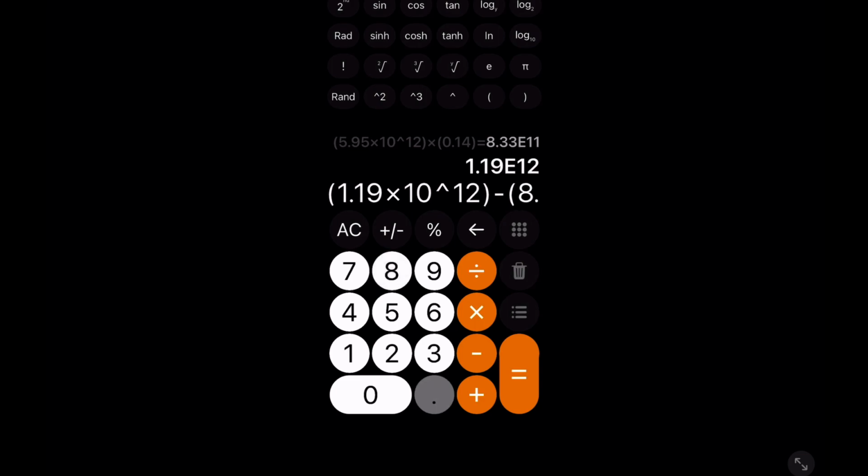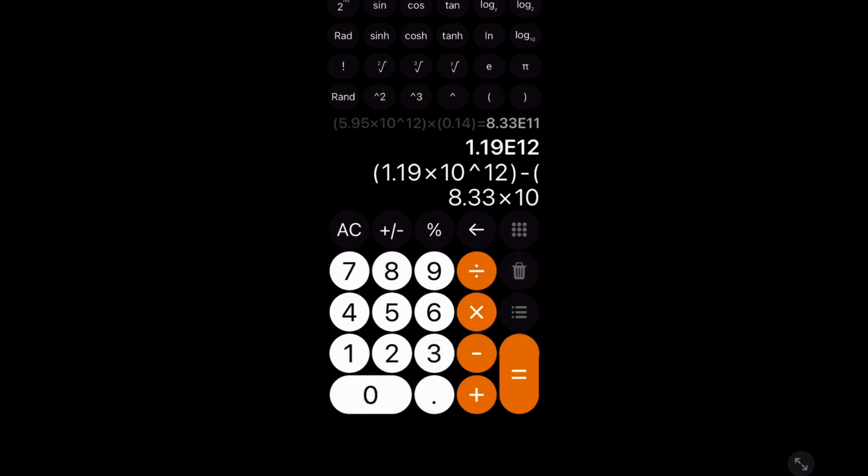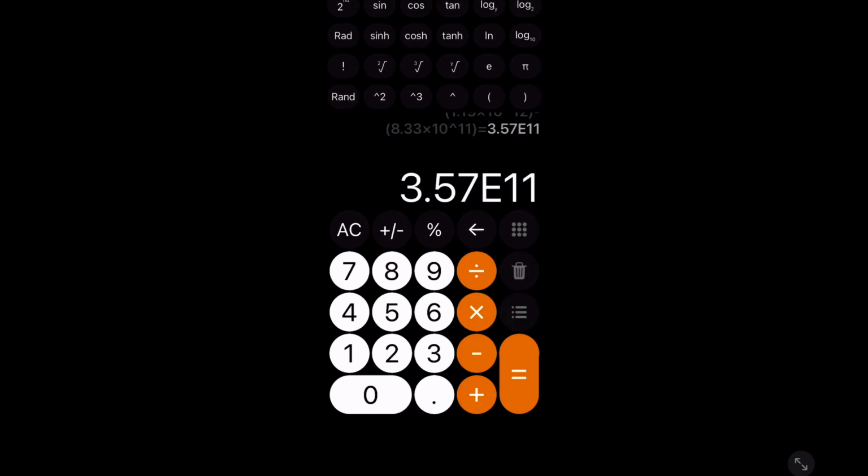Notice I'm still doing parentheses. Whenever I'm dealing with exponents, I want to put parentheses because I just never know if my calculator is going to think that it's 8.33 times 10 to the 11th like 2 different numbers, and I don't want it to screw up. And then this is our number, 3.57 times 10 to the 11th.